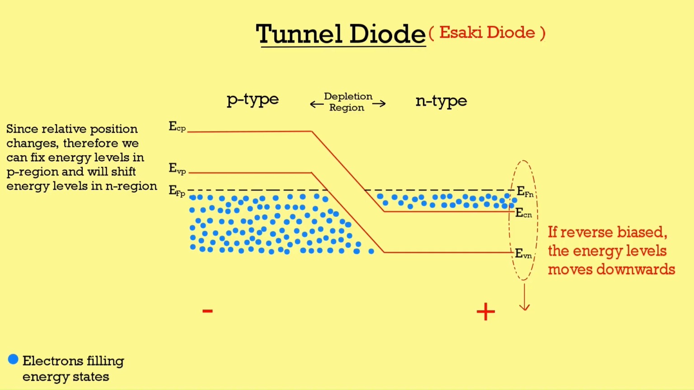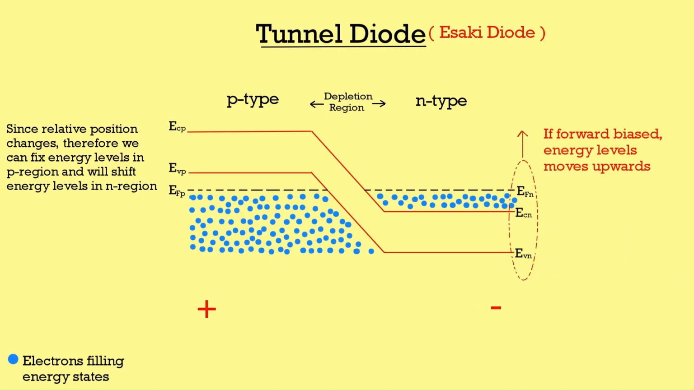If the diode is reverse biased, then the energy levels in the n-type region will move downwards. I have recalled this a number of times, and again I am recalling that for an energy band diagram, the points which are at a lower position in the energy band diagram represent the higher potential. So we will have to shift the energy levels of the n-type region downwards. Similarly, if the diode is forward biased, the energy levels in the n-type region will move upwards. Now we will consider all the cases of biasing.